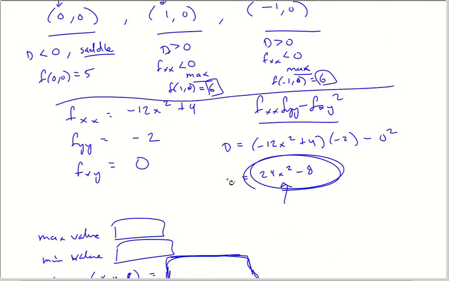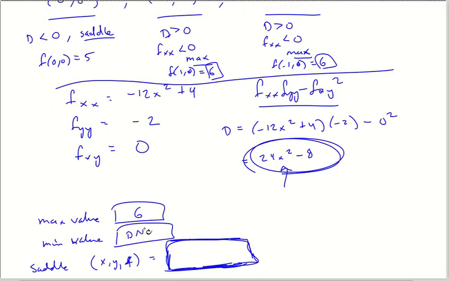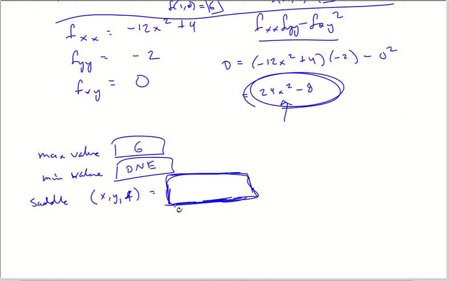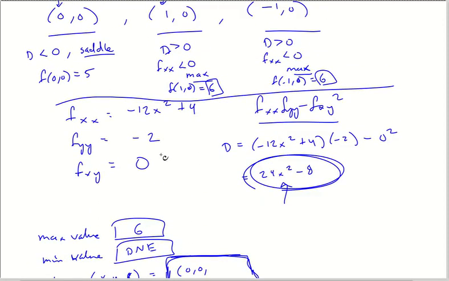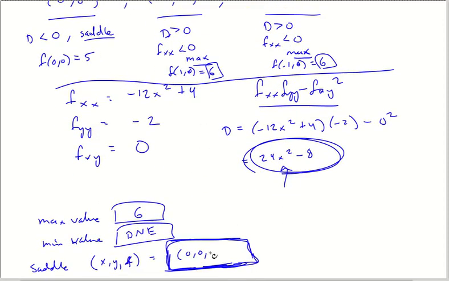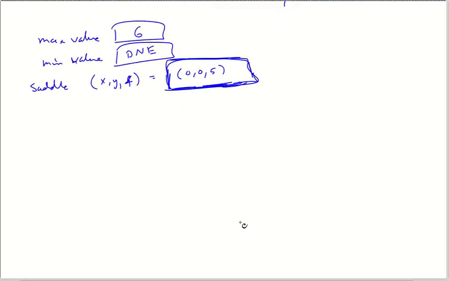Kind of break this up there. So they want that height, that z value. There is no minimum, so you put a DNE. And this one you actually have to type a point. It's kind of annoying, but you got 0, 0, and then your z value is 5. And there you go. Next one. Basically, we have a whole lot of these.